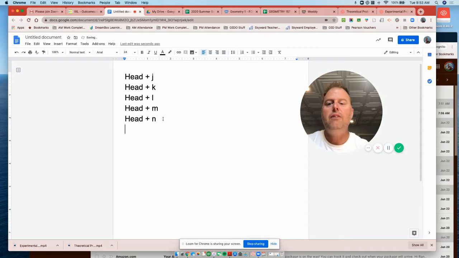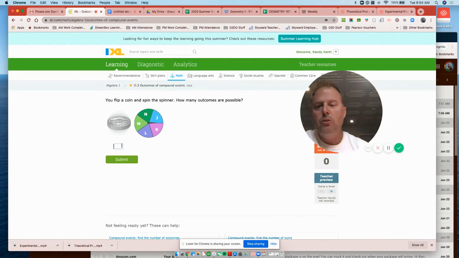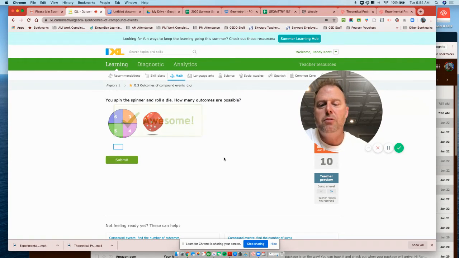Now, you also have the possibility of a tail. So you could have the same thing, but just with tails. So tails plus J, tail plus K, tail plus L, tail plus M, and tail plus N. So really you have 10 different unique outcomes on this one. So we're going to put a 10 in there. So we have 2 times 5. So really 10 possible outcomes.